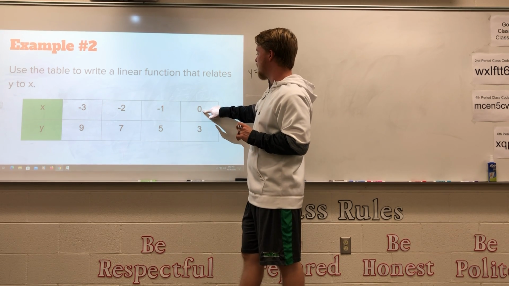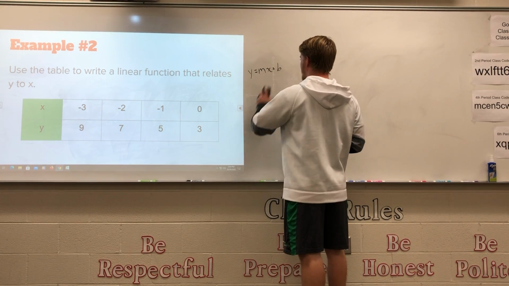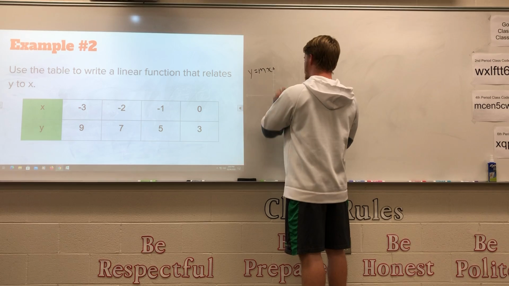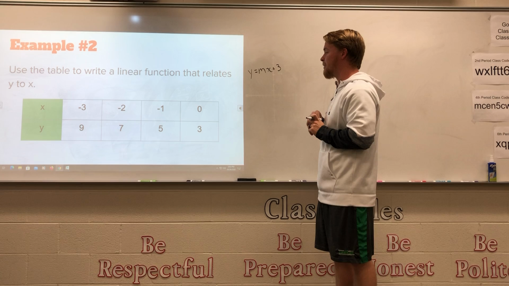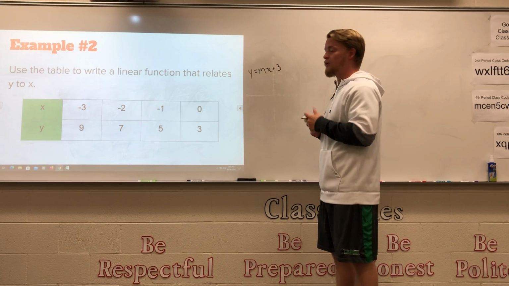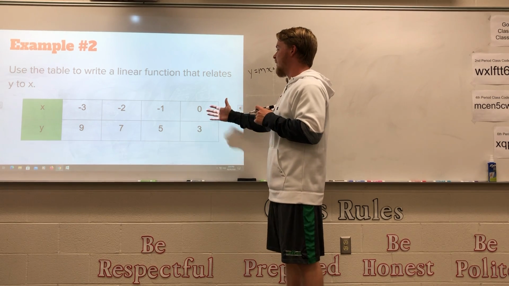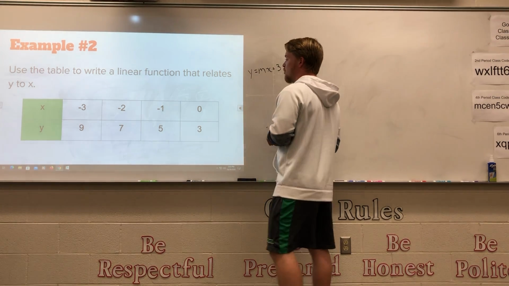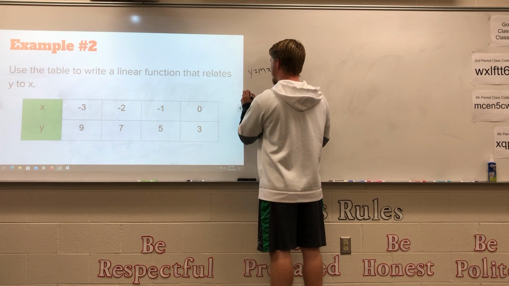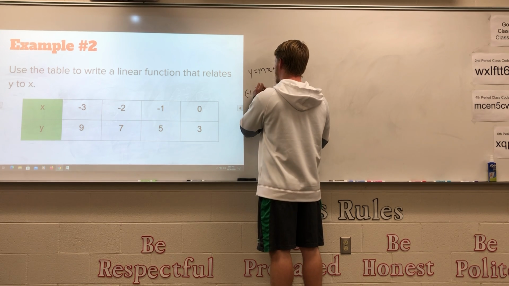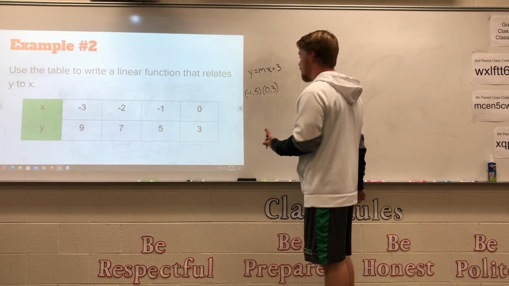So x is 0 here, so my y-intercept is 3. Just by looking at that table, I can find out that my y-intercept is 3. That's what I plug in for b. After that, I can use my slope formula to find my slope. I'm going to choose 2 points out of here. I'll use negative 1, 5 and 0, 3. Again, you can choose any 2 you want. You just have to choose 2.